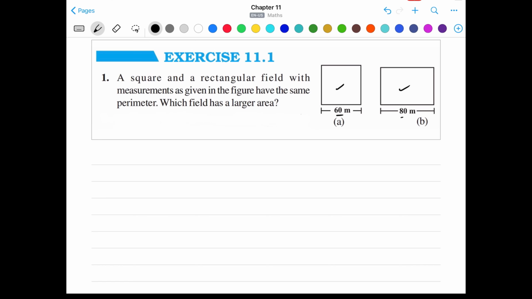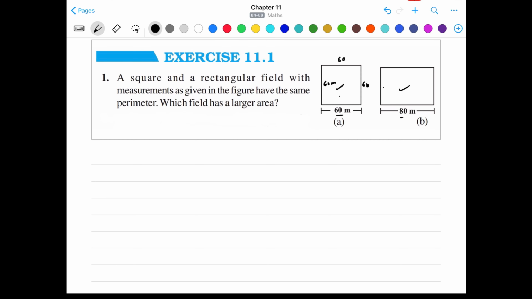Okay, since this one is a square, all the sides will be of the same measure. That means this side will also be 60 meter, this will also be 60 meter, and this will also be 60 meter. But in case of the rectangle, we are only given this length, not the breadth.